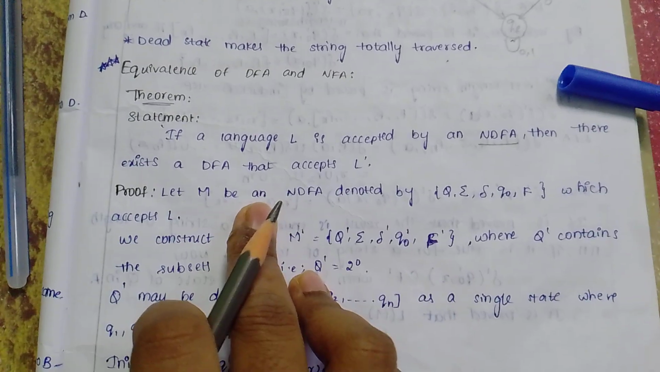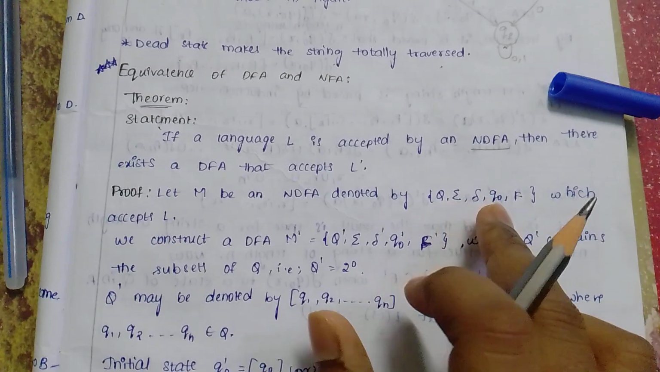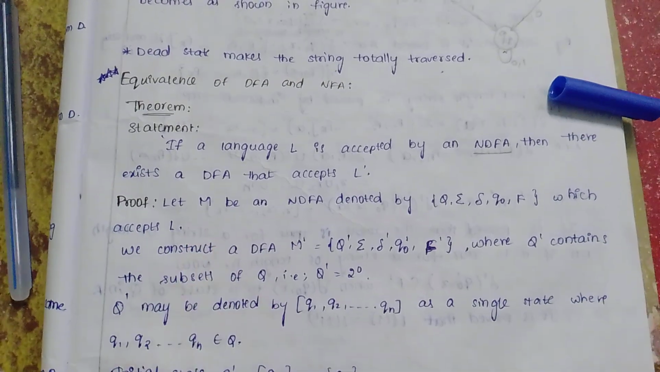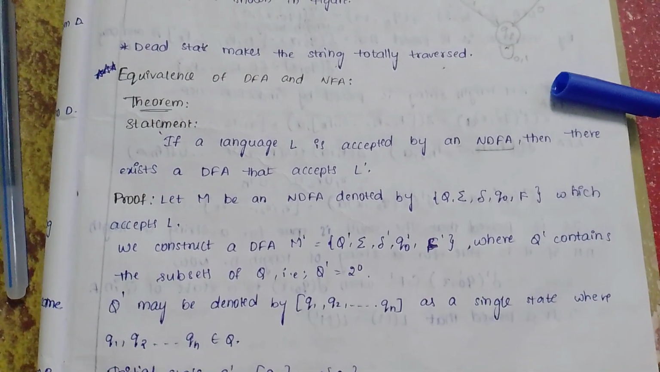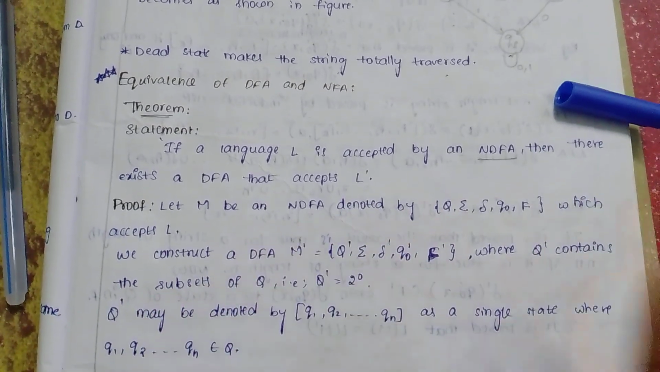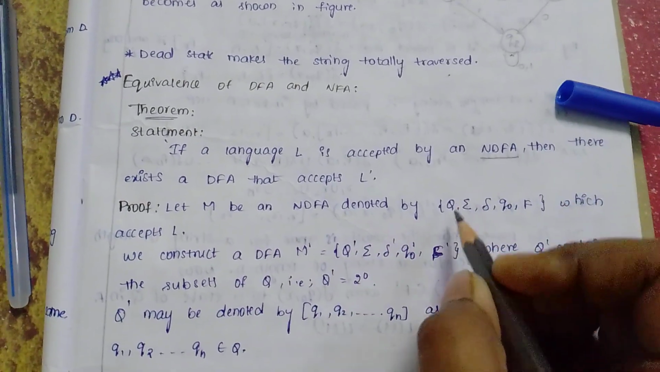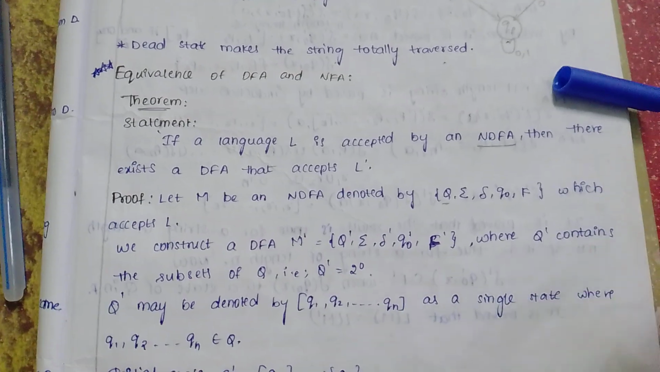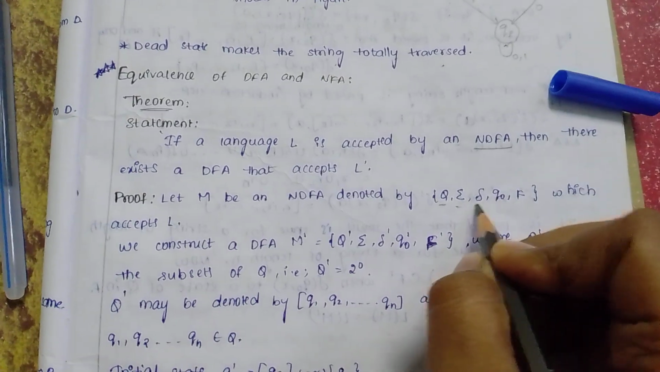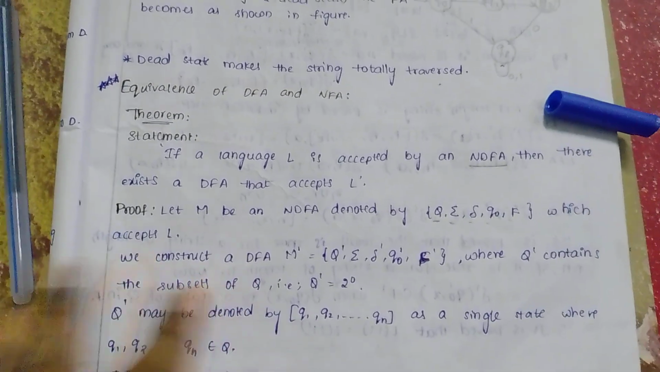Let M be an NDFA denoted by the set of Q, sigma, delta, Q naught, F which accepts the language. So here we denote the NFA with M. M is the NFA, denoted with a finite set of states, sigma the finite set of input symbols, transition function, initial state and final state, which accepts the language.